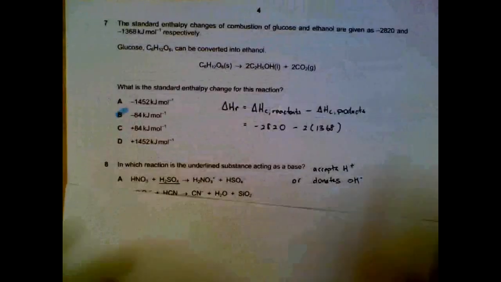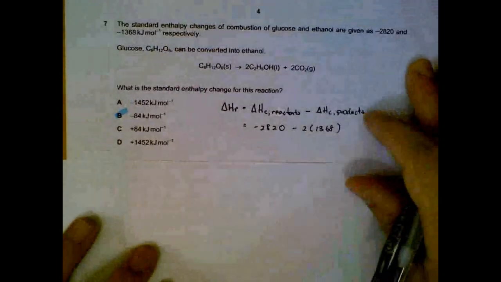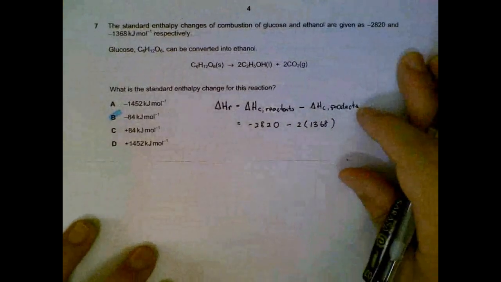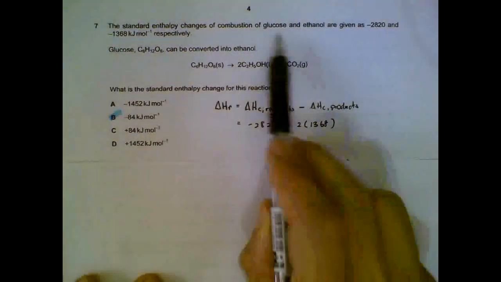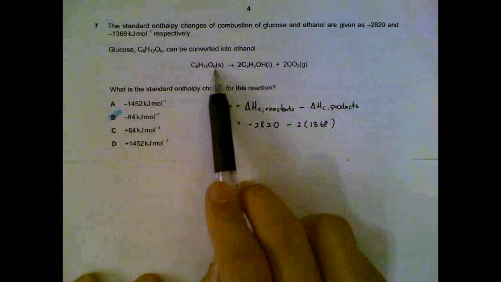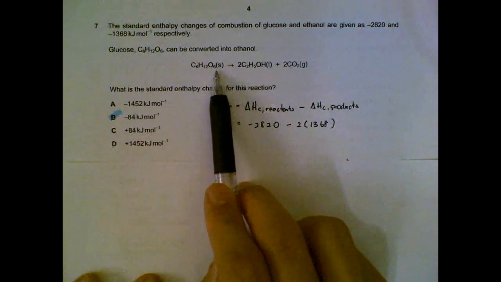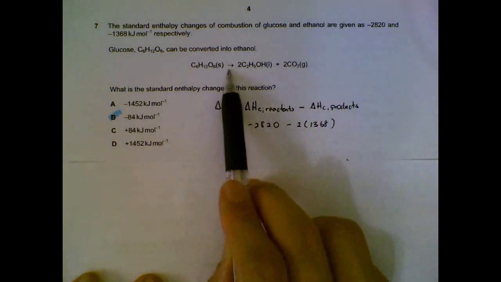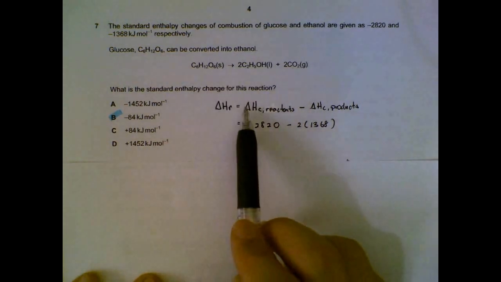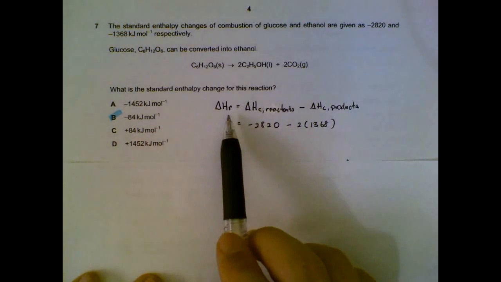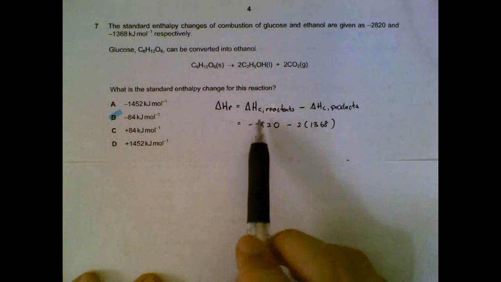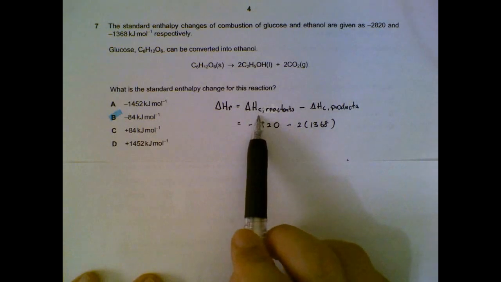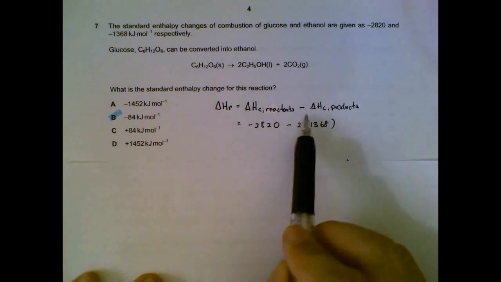Question 7. Standard enthalpy change of glucose and ethanol. So this is the equation where the conversion takes place. What's the enthalpy change for this reaction? For this reaction, we can use the general equation where the heat of reaction is the heat of combustion of reactants minus the heat of combustion of products.